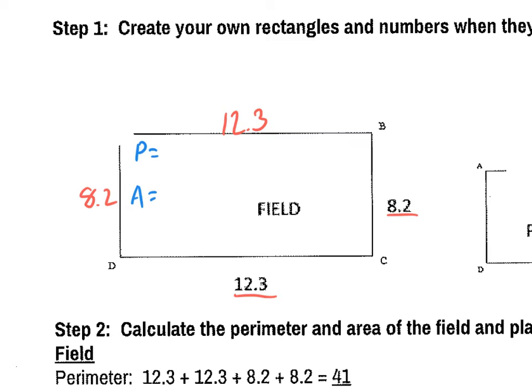So perimeter is just the distance all the way around. So I'm going to add the 12.3, 12.3, 8.2, and 8.2. That comes out to a really nice answer of just 41 for the distance all the way around. Now for the area, I just do 12.3 times 8.2, base times height. This answer doesn't come out quite as nice, so the area is 100.86. Usually I'd probably tell you to round on something like this, but we've got calculators, so we're not going to this time around.